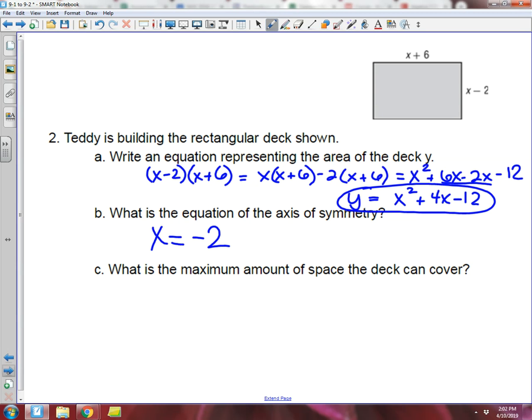Now, somebody tell me what's wrong with letter C and why we're not going to do it. Yeah, it asked me for a maximum, but it doesn't have a maximum. It has a minimum, doesn't it? Okay, so we're just going to totally forego that. Good? Okay, go ahead. Flip it over to the back.